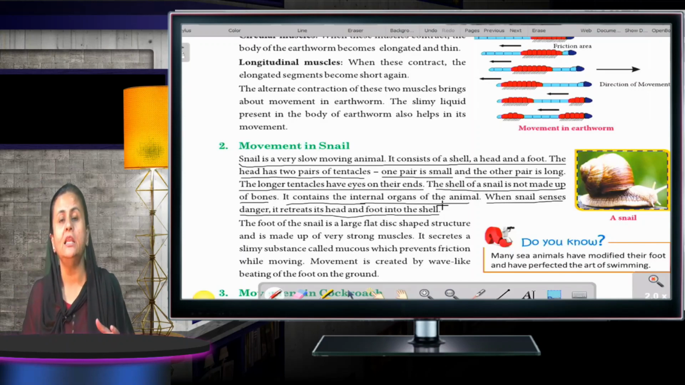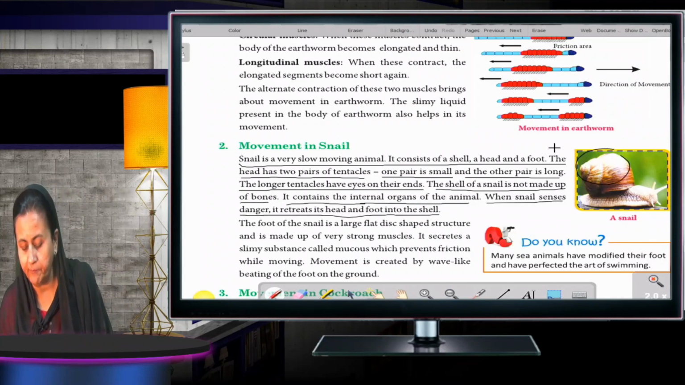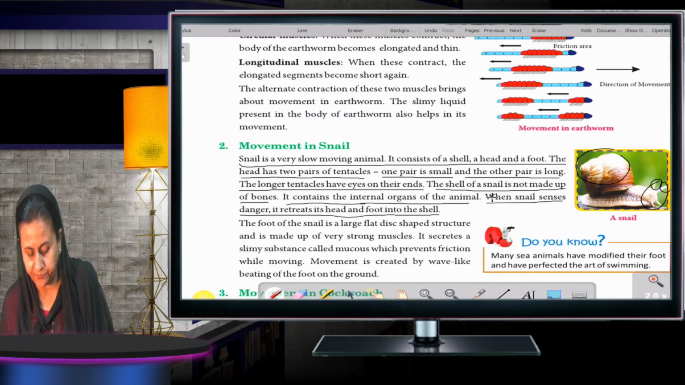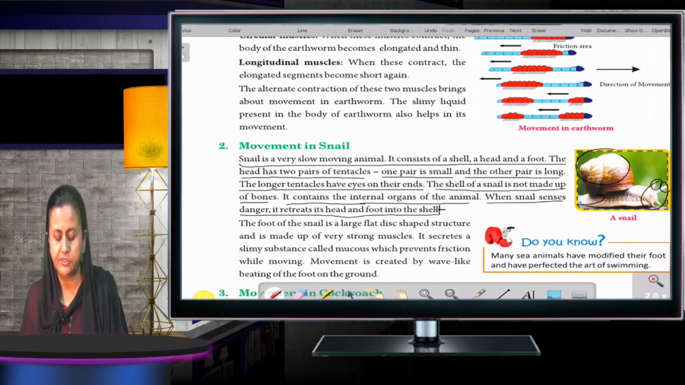Children, snail is a very slow moving animal. Okay, it consists of a shell. As you can see, the shell is here. Okay, it has a head and it has tentacles. Here tentacles are there, and it has a pair of eyes on these tentacles. Okay, and here is the foot with which it moves.